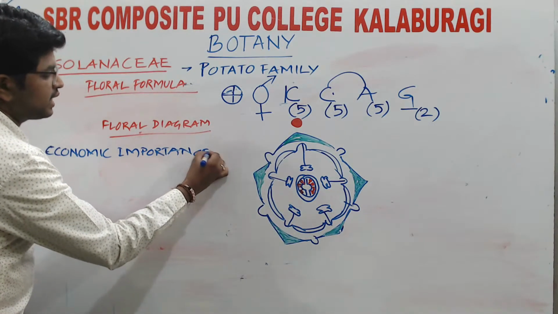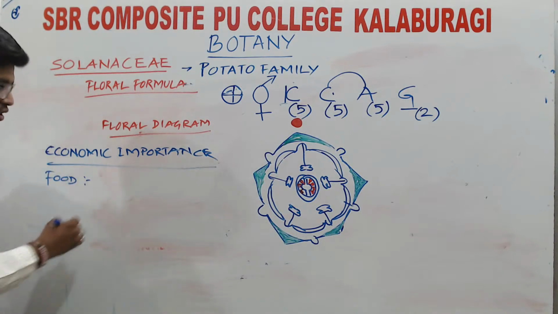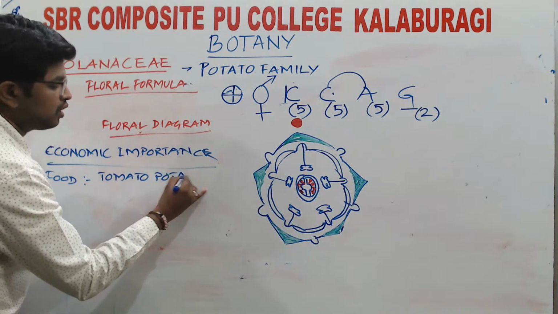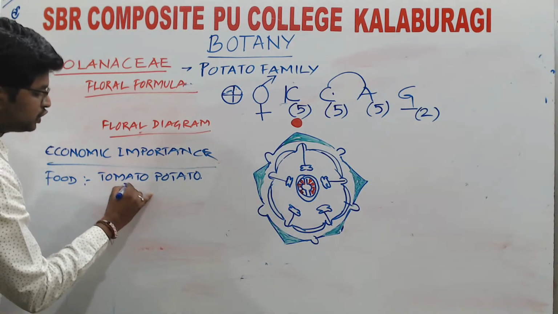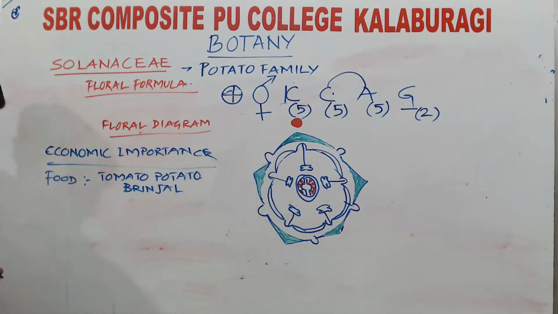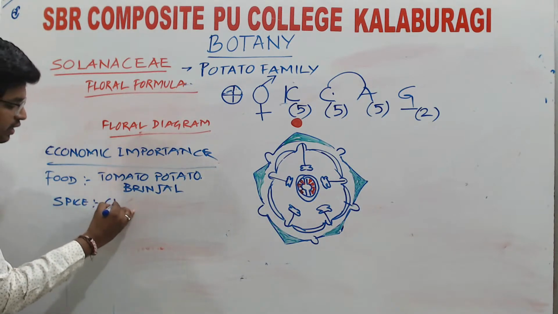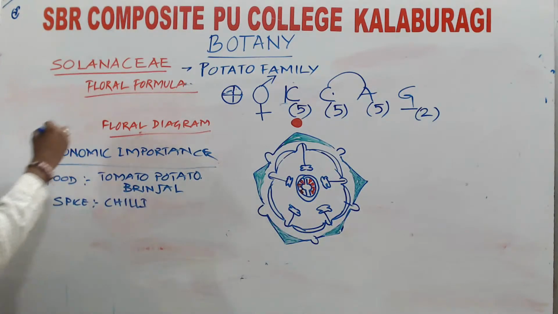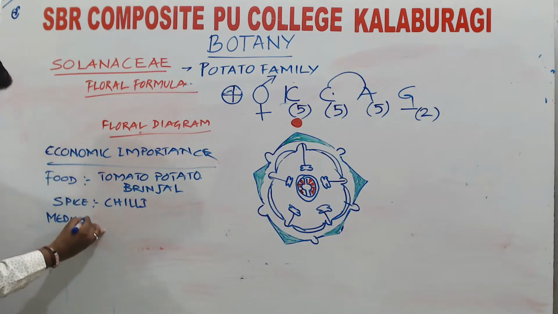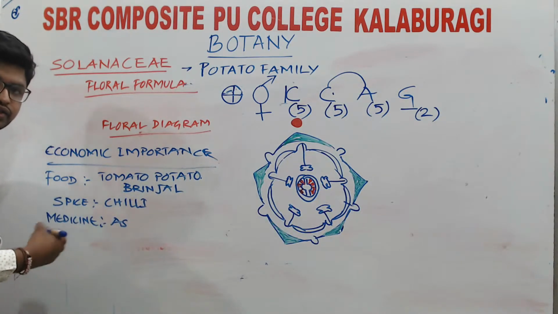The members of the Solanaceae, as I said, are generally used for food. For food, we use tomato, potato, then the brinjal. All of them are members of the Solanaceae family. Spice that we eat, chili, is also from this particular family. Then medicine is ashwagandha, which is antidepressant or anti-stress.